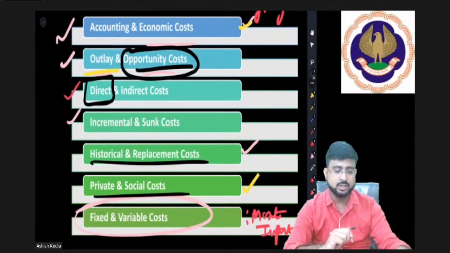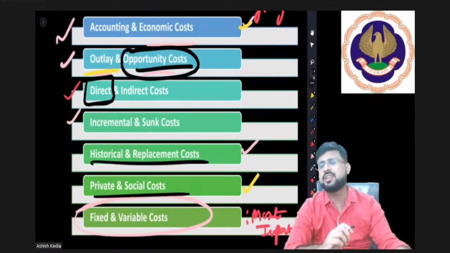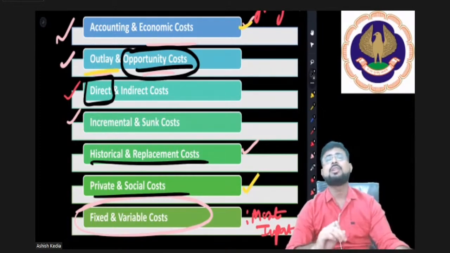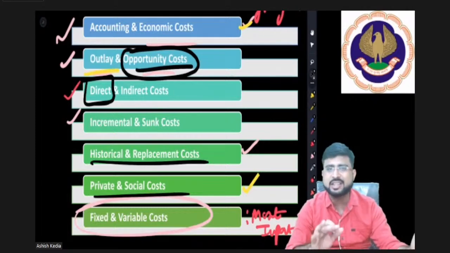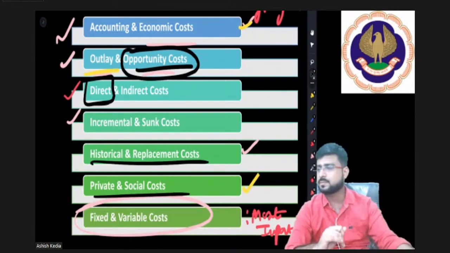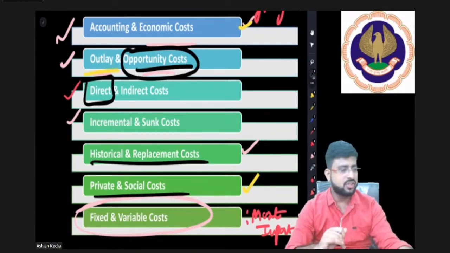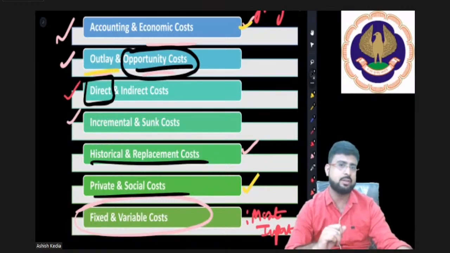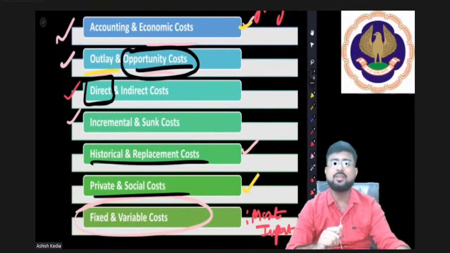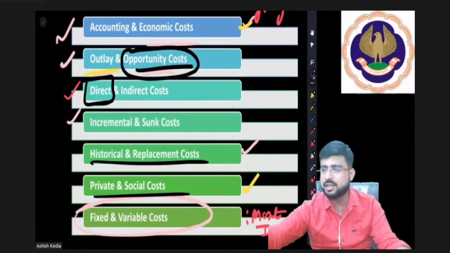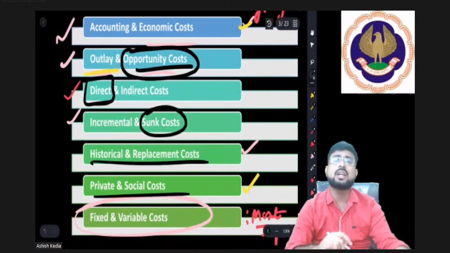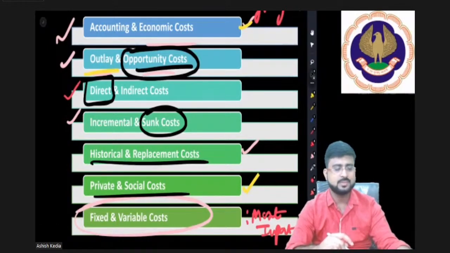Third question everybody. The costs which have been incurred already and which cannot be recovered, and are irrelevant to any decision. Come on everybody, let's see. Question number 3: the cost which had already been incurred and is irrelevant to any decision. Yes, very good. It's sunk cost. Correct answer everyone.